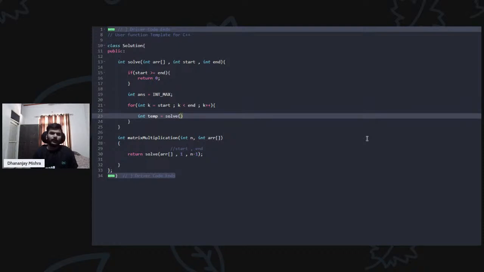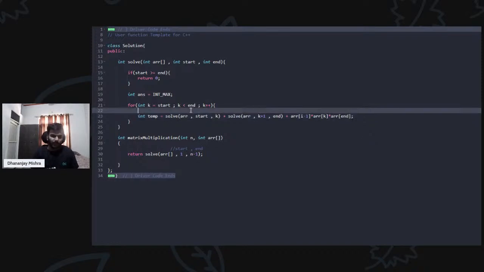So we'll be calling the left part array, right? Start will be as it is and end will be shifted to k. After that we will be calling the right part, where our start will be shifted to k+1 and end will remain as it is. And after that we compute the cost after we get the result matrix from the multiplication of the left and right part matrices, right? So that will be array of k and array of n. That's it.